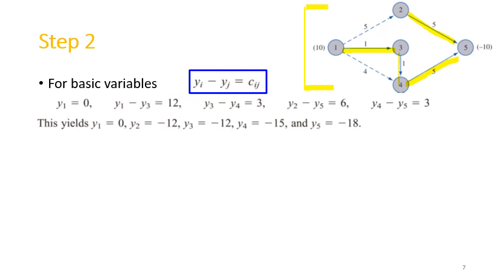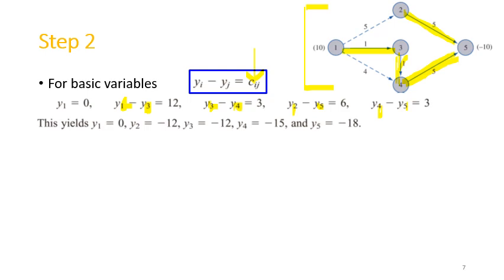So x13 means y1 minus y3, x34 means y3 minus y4, and then x25 means y2 minus y5, and then x45 means y4 minus y5 equals the cij. cij is the cost, which you can see in the very first picture in the problem. It is the cost of flowing 1 unit of flow through an arc ij.